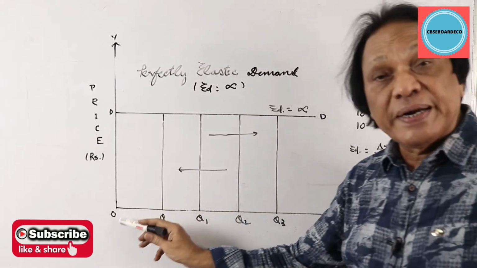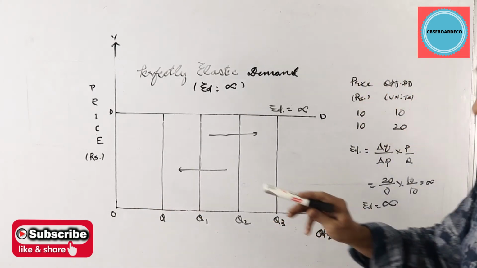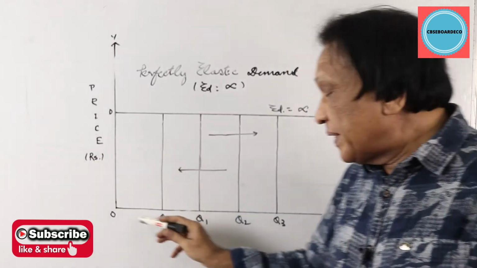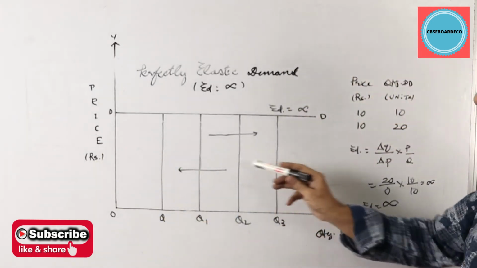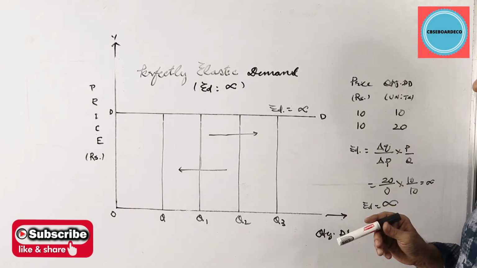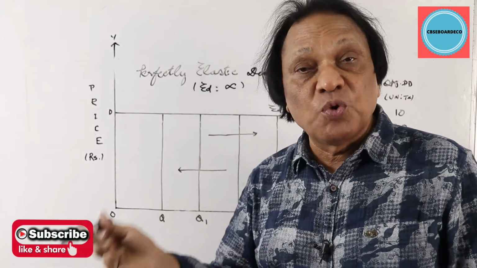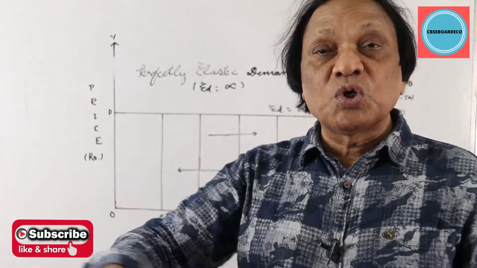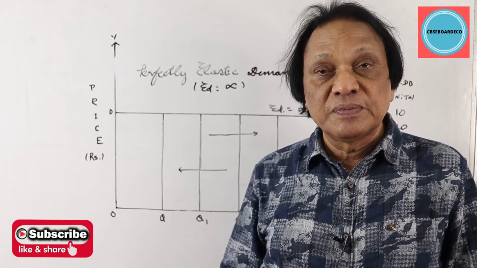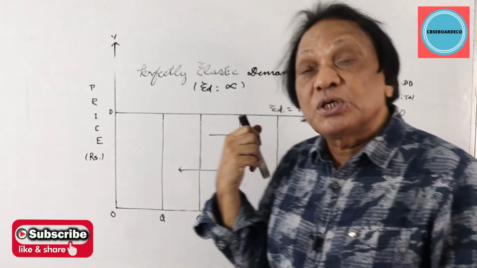Mind it again, the price is still OP, the quantity has gone up from OQ to OQ2, the price is still OP, the quantity has gone up to OQ3. So it can go to any extent at the same price, or at the same price of OP you can come down from OQ3, OQ2 to OQ1, maybe 0 also. So what exactly did you learn? What exactly is perfectly elastic demand?